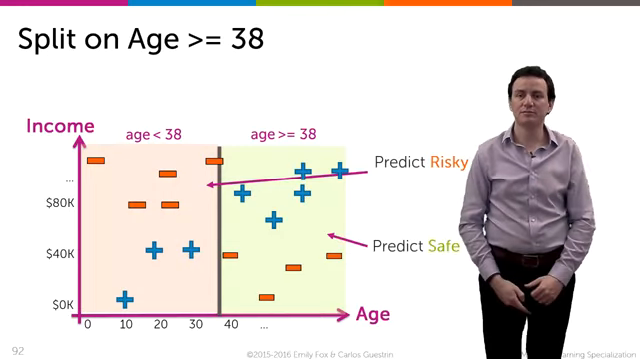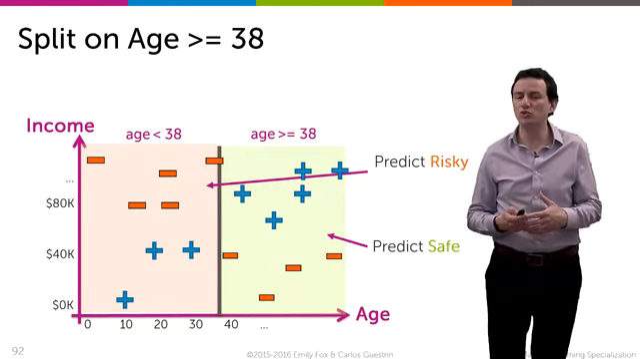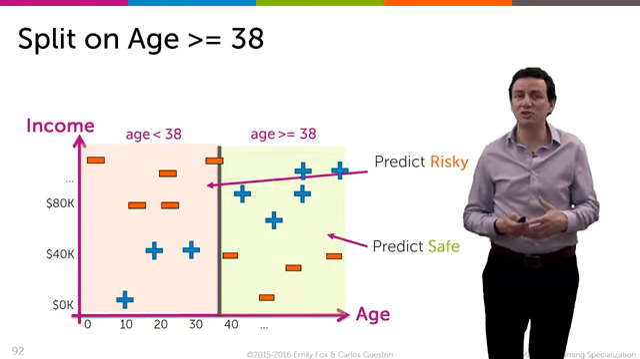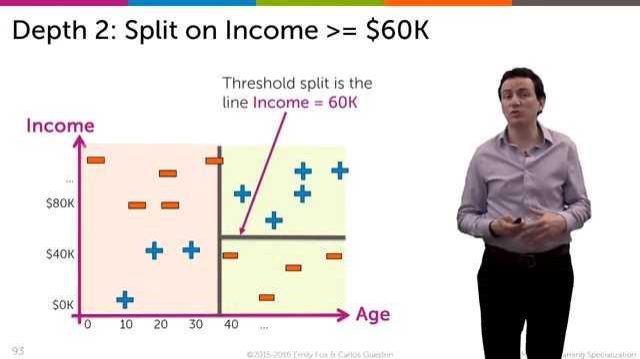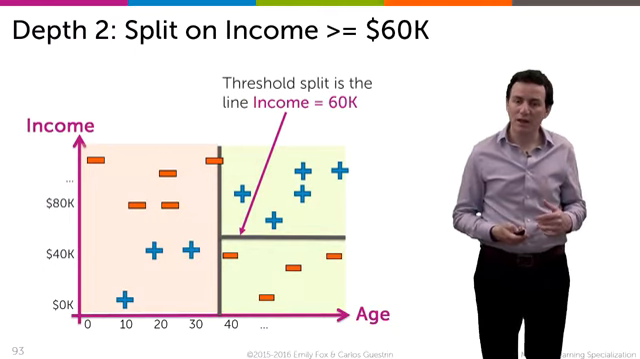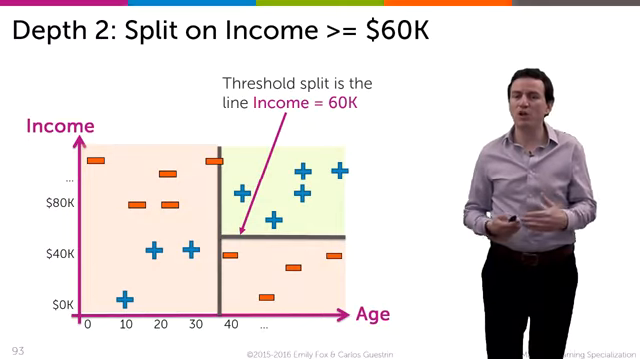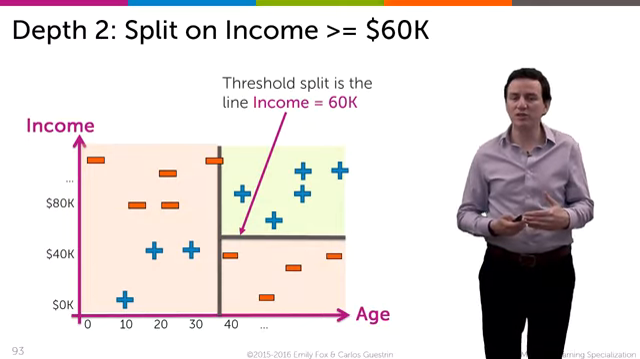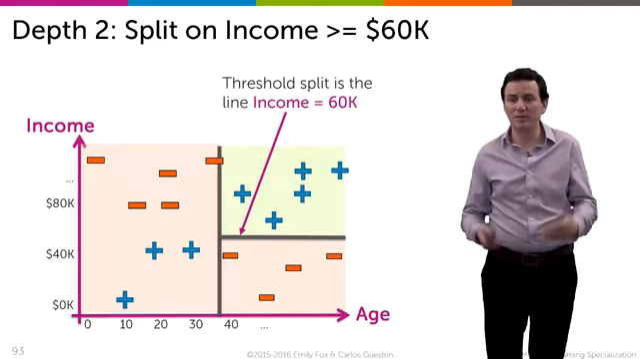So we might predict safe. Now, for the next split in our decision tree, for the folks that have age greater than 38, we might split on income and ask whether income is greater than 60,000 or not. If we put a split there, we'll see that the points with income below 60,000, even at a higher age, might be negative, so might be predicted negative.